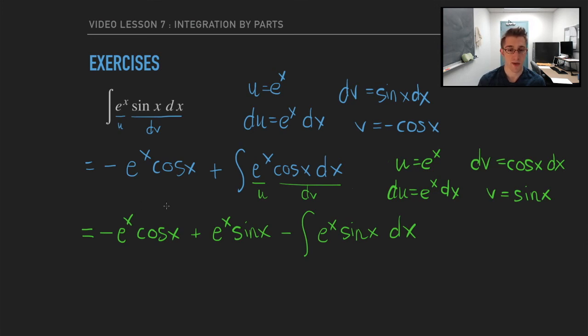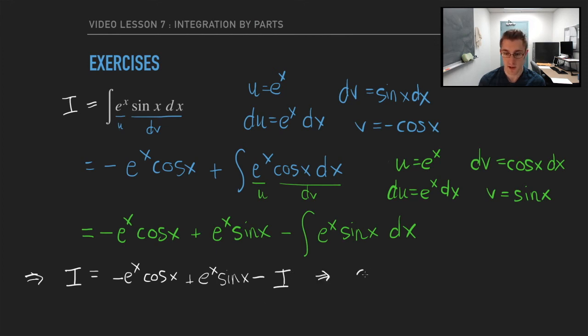The magic here is that I got the integral that I'm trying to solve. So the thing that we do, let's give this a name. Let's call it I. So what I've shown is that the integral I is equal to negative e to the x cosine x plus e to the x sine x minus I. So I can solve for I by adding I to this side.